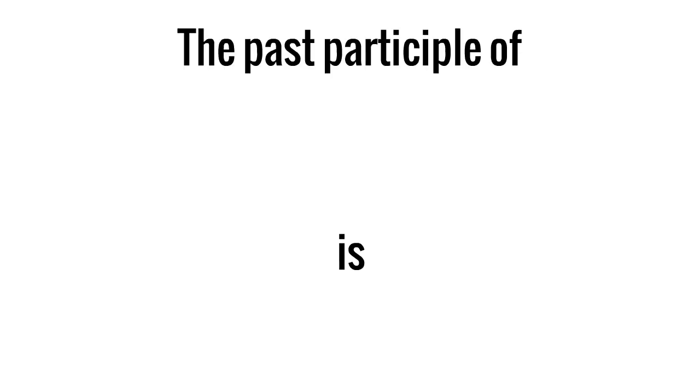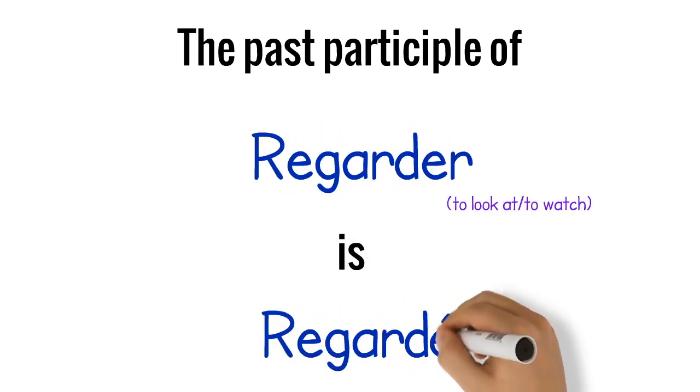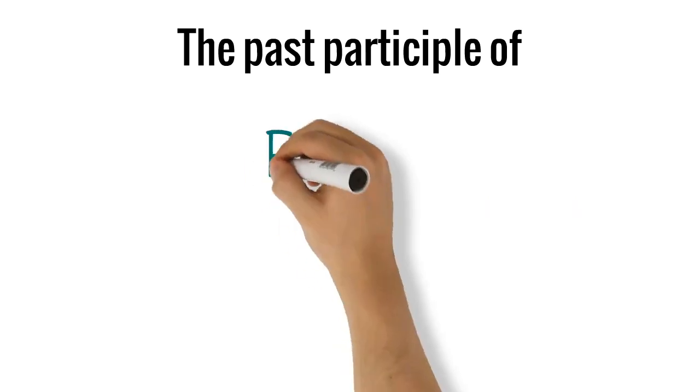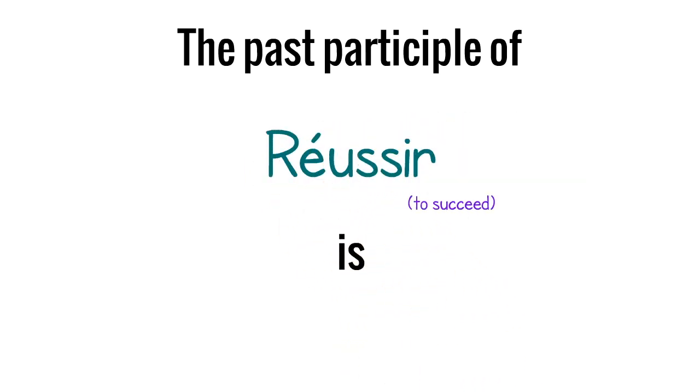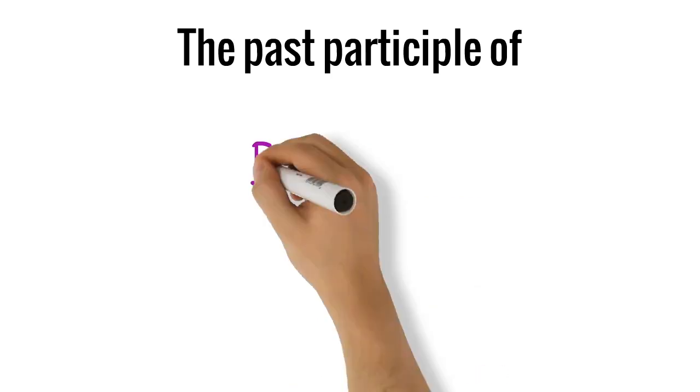For example, the past participle of regarder, to watch, is regardé, watched. Pronounced the same, but the ending changed. The past participle of réussir is réussi. And for an RE verb, the past participle of défendre is défendu.